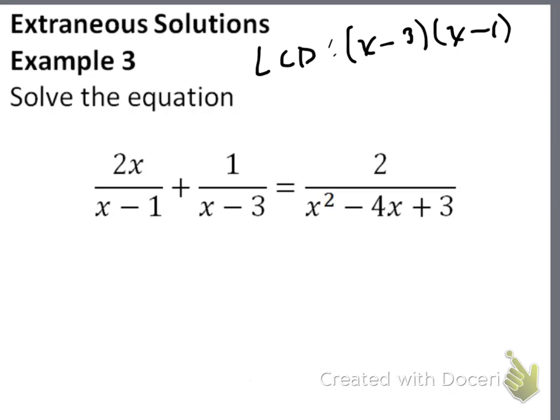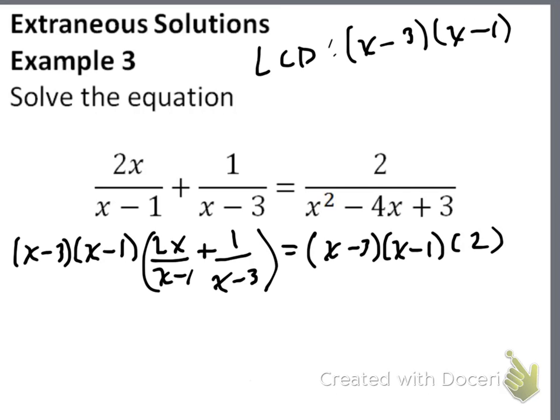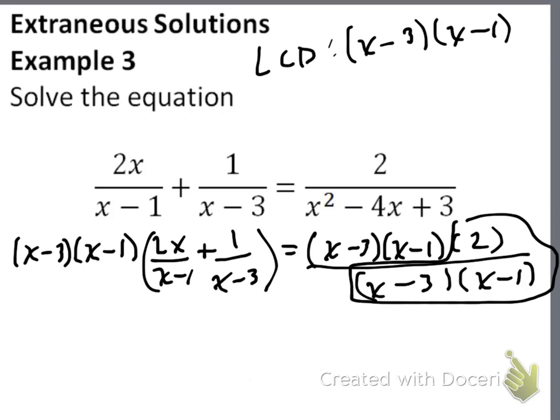So got to write small. So x minus 3 times x minus 1 times 2x over x minus 1 plus 1 over x minus 3, and that's going to equal x minus 3 times x minus 1 times 2 over x minus 3 times x minus 1. This right here, that part is just this part here.